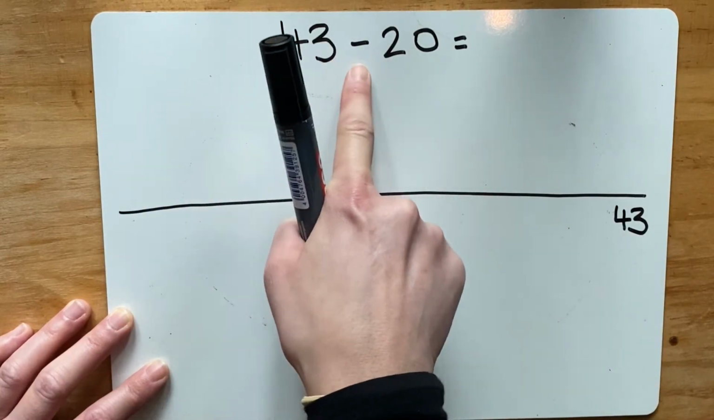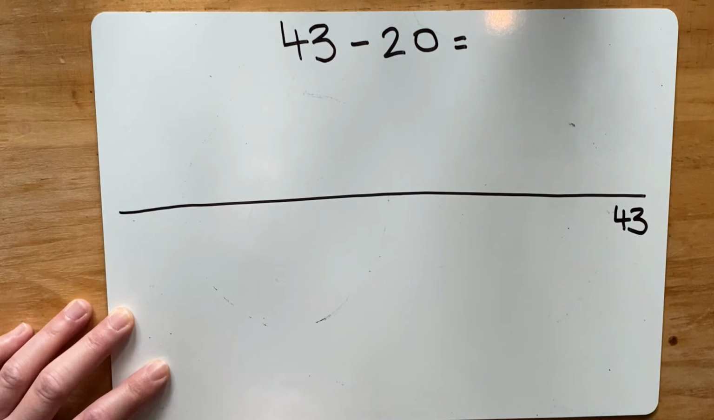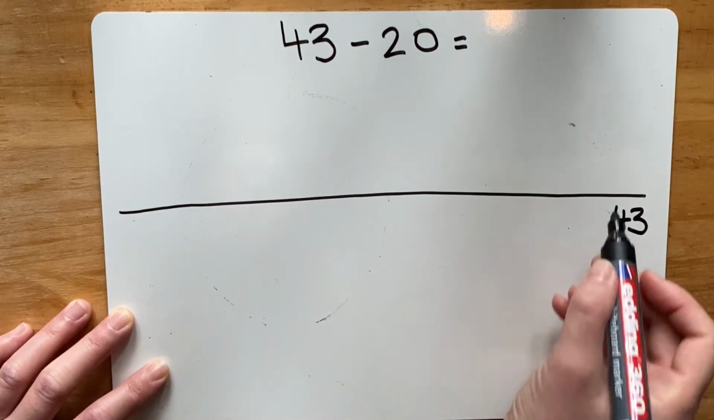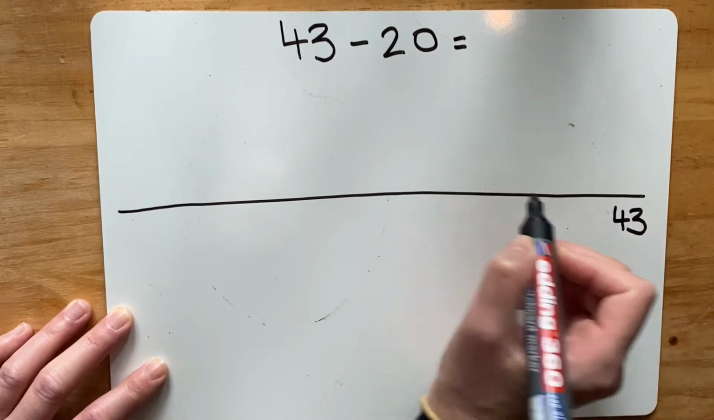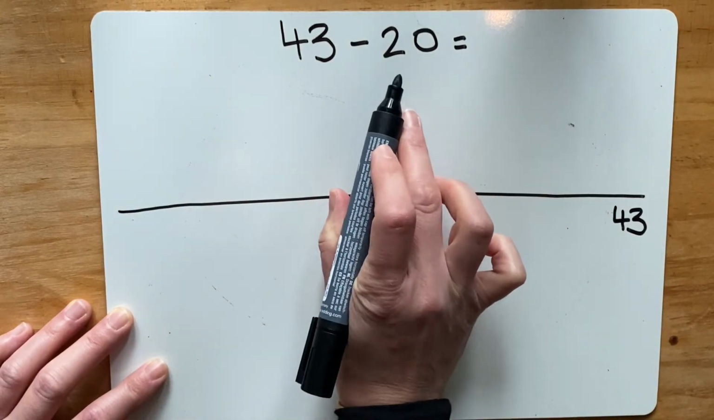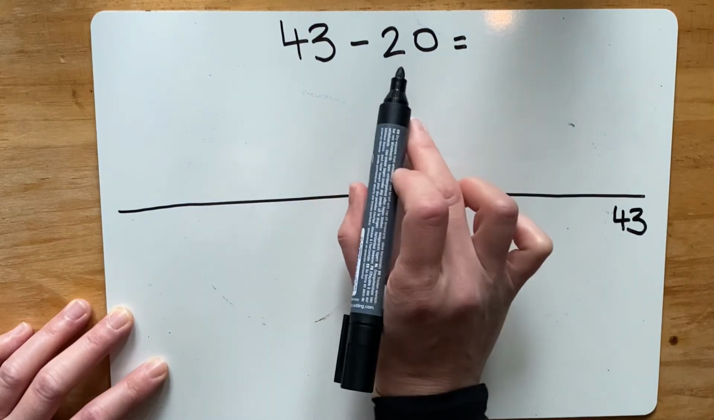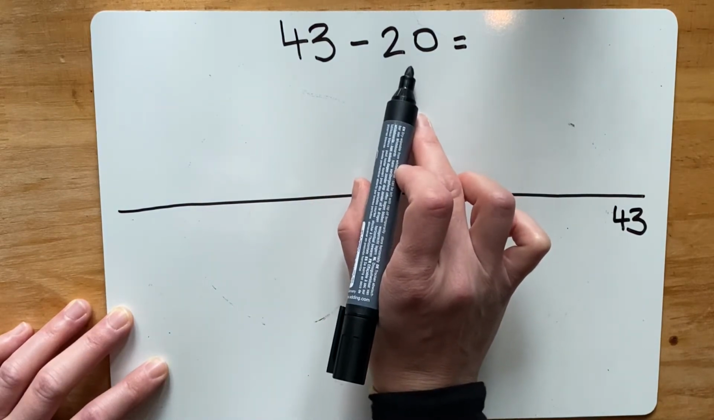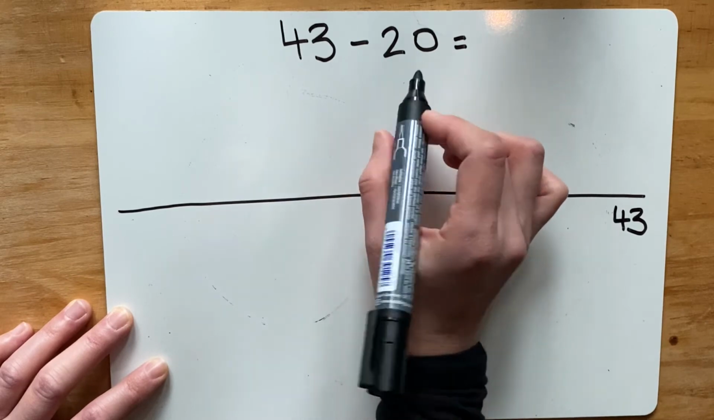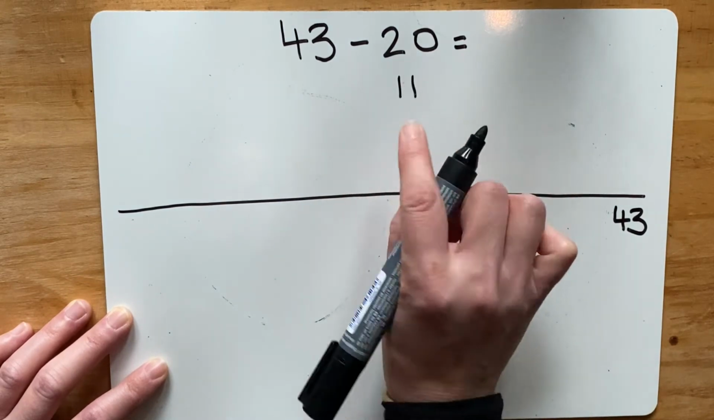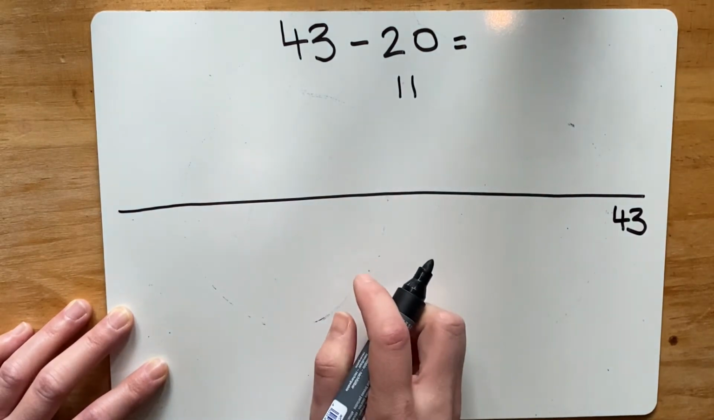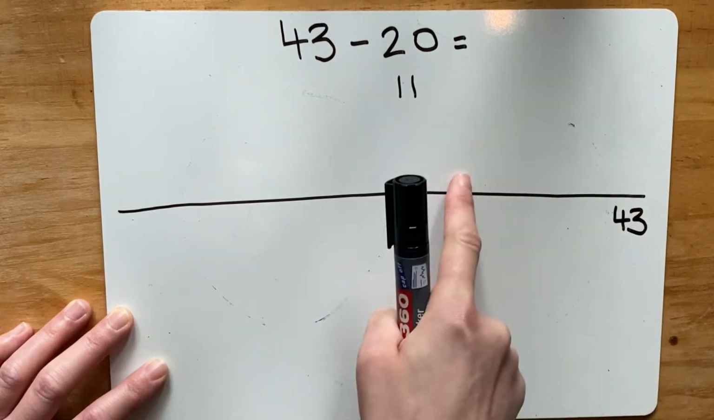43 take away 20. And just like when we did it yesterday with adding on a number line, we don't want to have to draw 20 baby steps, baby jumps. We're going to do jumps of 10. So how many 10s are there in 20? 10, 20. There are 2 10s. So we're going to do 2 big jumps.